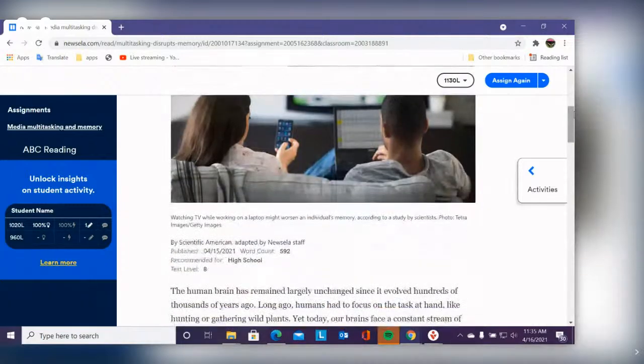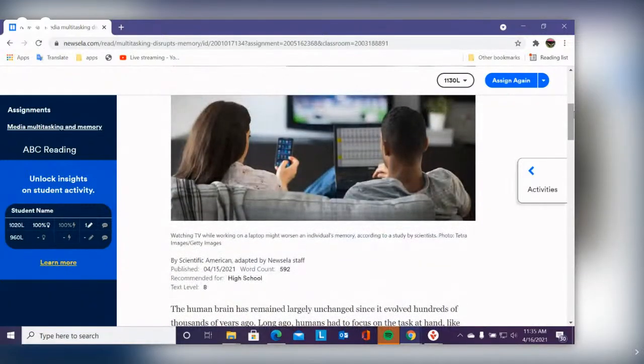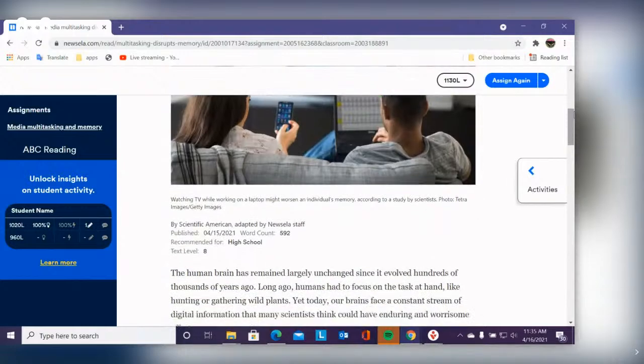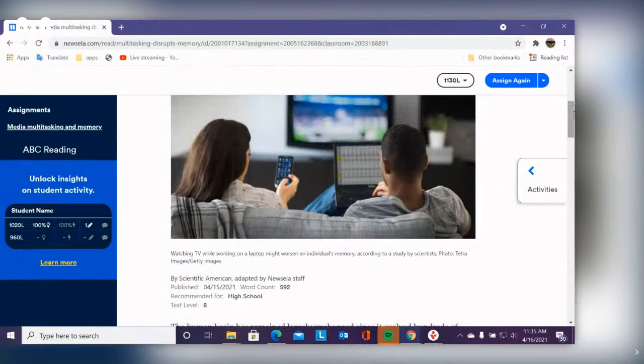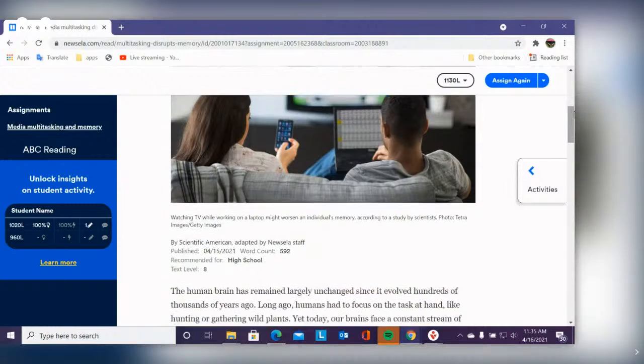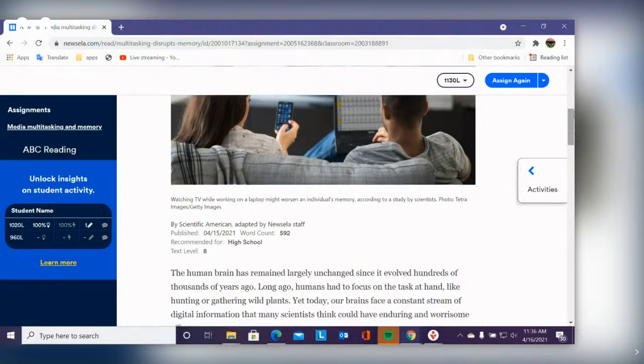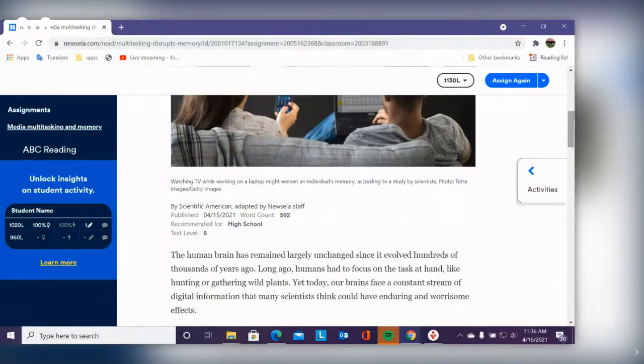So let's take a look at this article. This was published actually yesterday in Scientific American. So this is science information based on a scientific study. So what you should be thinking about then is what is the author's tone, what is the author's purpose, and how do you know what that is? Also, pay attention to the type of language that's used in this writing. Is it formal? Is it informal? What kind of words are used to support that? So think about those things as you read it.